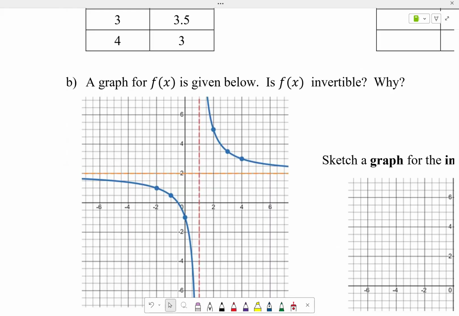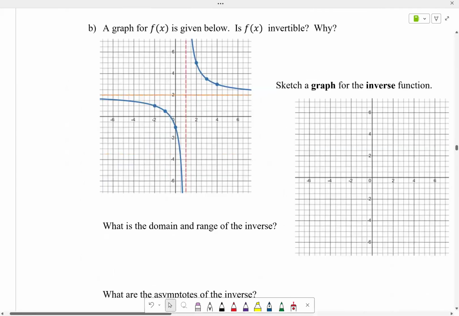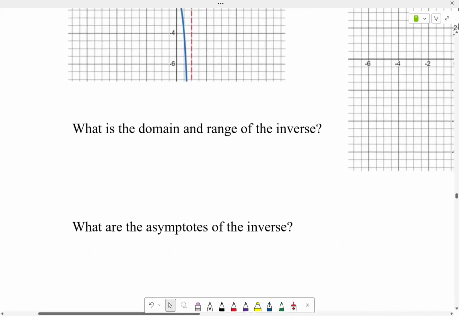Also, it has to have the horizontal. Show me how you know. It's 1 to 1, like every input. We know because the horizontal line passes the horizontal line test. Without doing any algebra, I'd like you to discuss with your neighbor what's the domain and range of the inverse without doing any algebra.